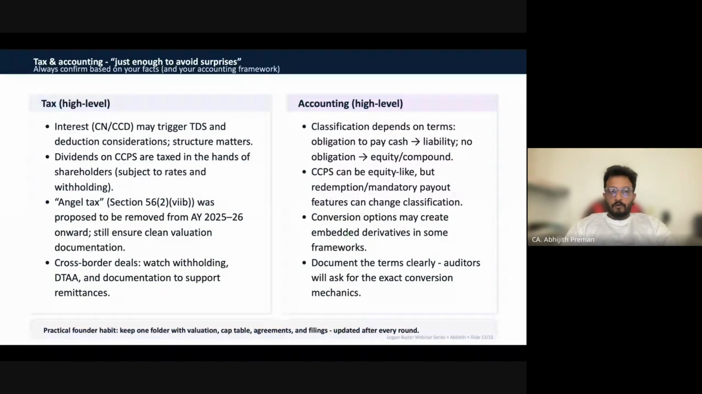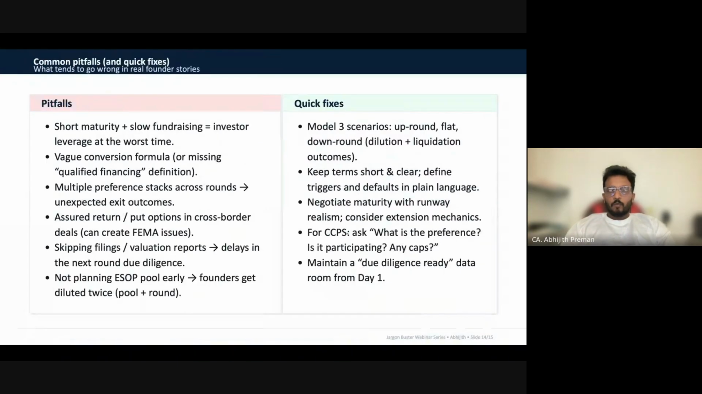Practical founder habit: keep one folder with valuation, cap table, agreements, and filings, updated after every round. This will help you in DD also. Then, what are the common pitfalls and quick fixes? Typically the pitfall is short maturity plus slow fundraising equals investor leverage at the worst time. I mean, your instrument's maturity is happening in 3 months and your fundraising is going very slowly. That means the investor is going to have a lot of leverage on the conversion terms. That's the mistake founders typically make. They go and raise funds when they need money today, or would have needed money yesterday.